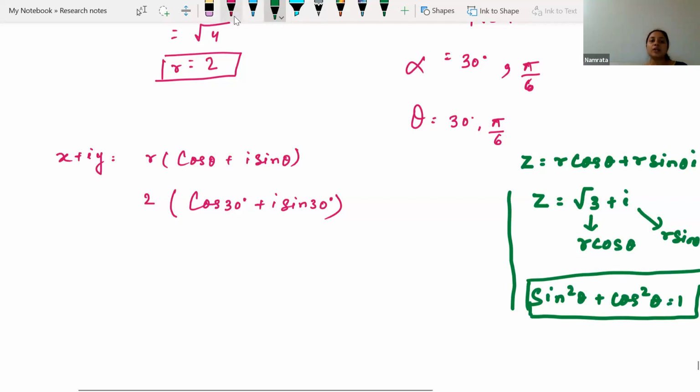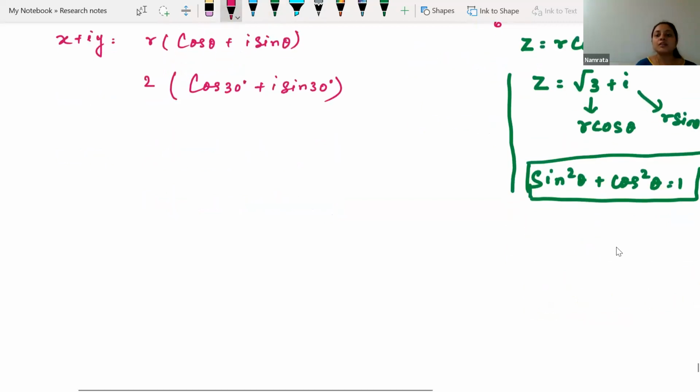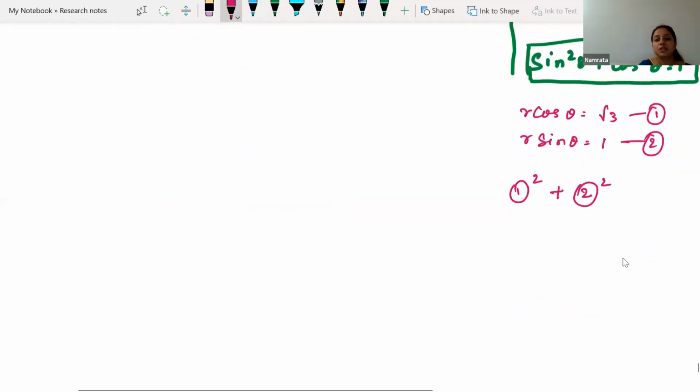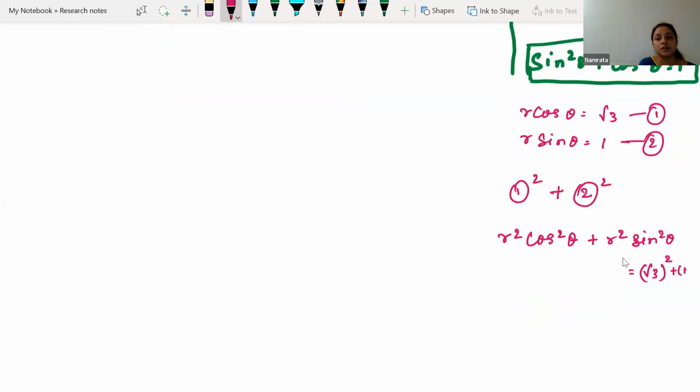So what are we now going to do? We have r cos theta is equals to root 3, and r sin theta is equals to 1. So these are equations 1 and 2. What we were doing is squaring equation number 1 and adding it with the square of equation number 2. So r square cos square theta plus r square sin square theta is equals to root 3 square plus 1 square.